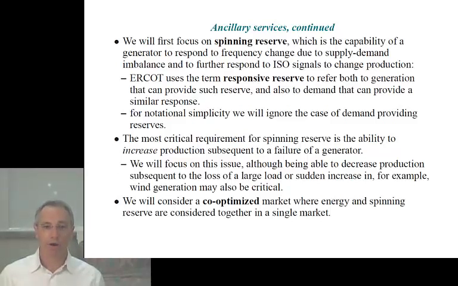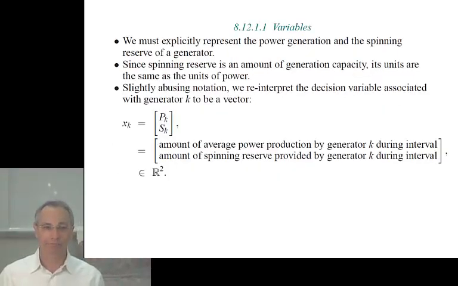The most critical requirement for spinning reserve is the ability to increase production subsequent to the failure of a generator. We're going to focus on that issue. However, occasionally being able to decrease production, for example, subsequent to losing a large load or a sudden increase in wind generation, might also be critical in some circumstances. And we're going to consider a so-called co-optimized market where energy and spinning reserve, and indeed other reserves, are considered together in a single market.